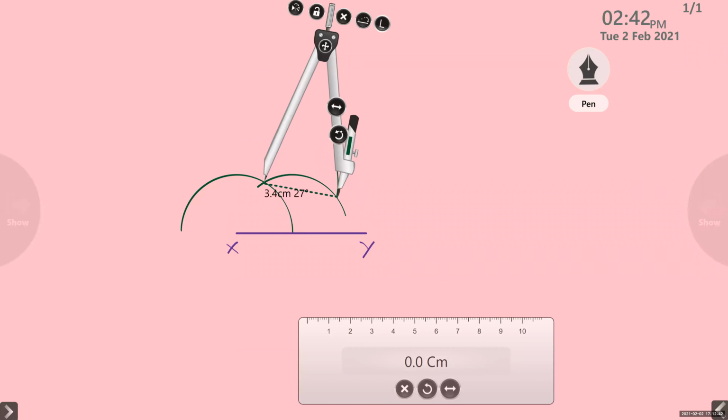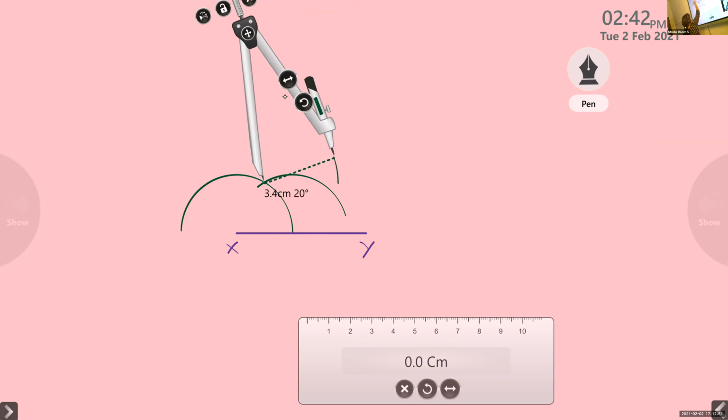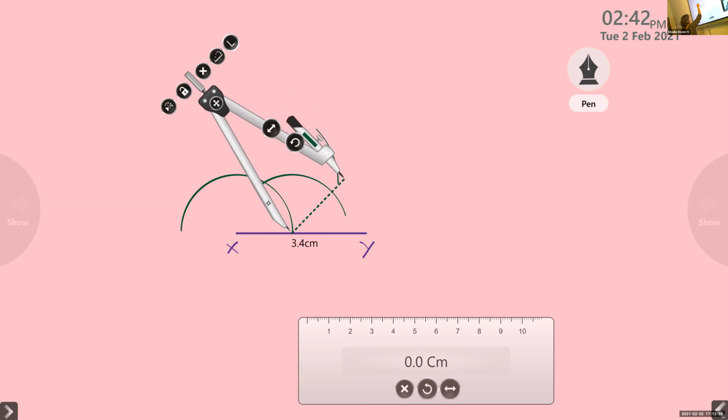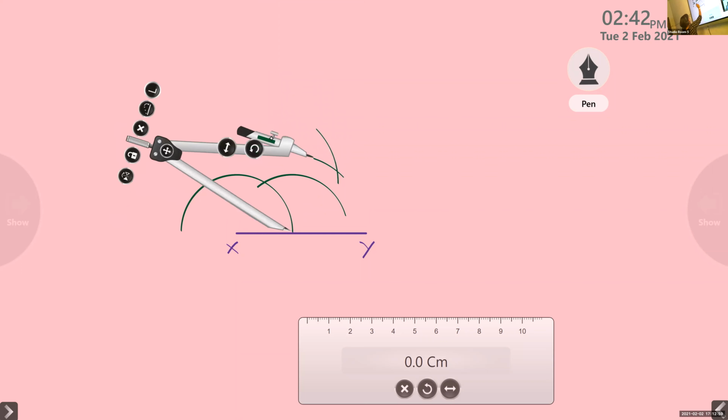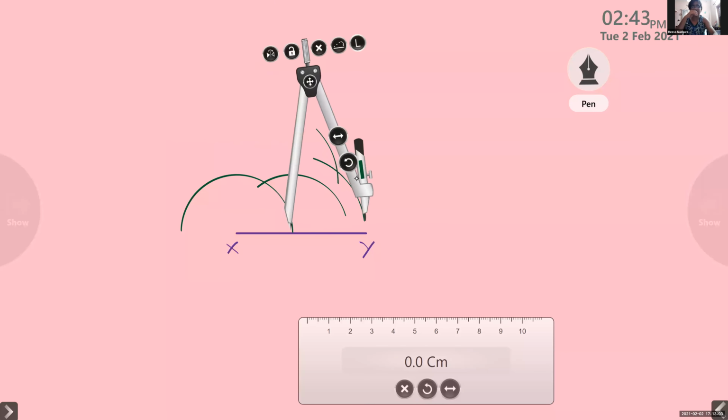We can take any measure, not any measure, more than half of it. Any measure you take, cut an arc from this, then bring the needle to this point and cut another arc. You will get the middle point. When we are taking the radius, if it is 6, it should be more than 3, more than half. Then you can join.